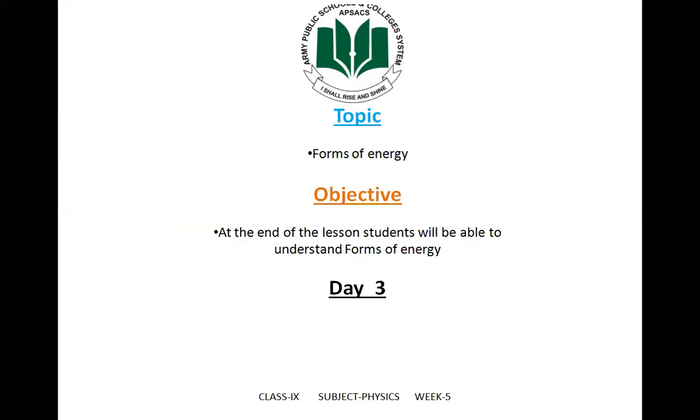What is potential energy? The energy possessed by a body due to its position is known as potential energy. Stored water possesses potential energy due to its height. A hammer raised up to some height has the ability to do work because it possesses potential energy. A stretched bow has potential energy due to its stretched position. And the formula of potential energy is mgh.